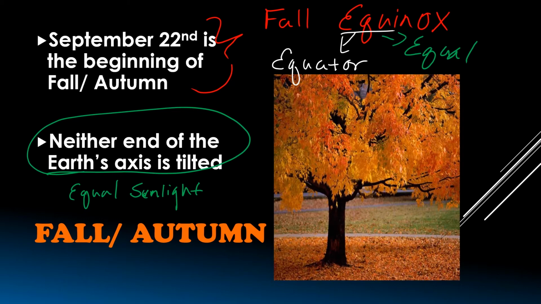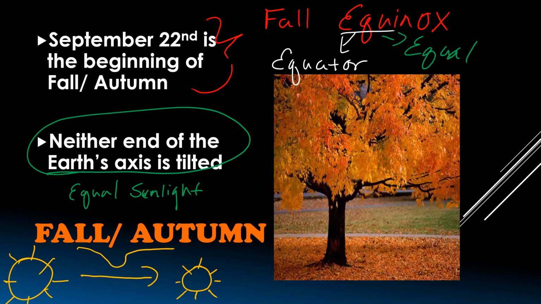And so, fall is the time where the leaves start coming off the trees because we're going from a time of a lot of sunlight down to less sunlight because of the tilt of the Earth. And so we start to see, the fall and autumn are the intermediate changes right there.